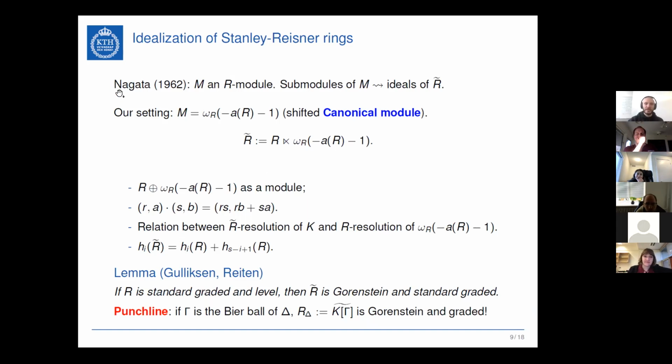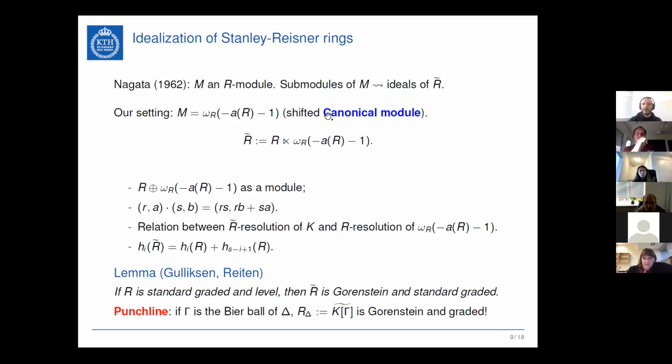So it comes from the work of Nagata, who in the 60s studied a procedure to turn submodules of an R module M into ideals of a certain new ring called R tilde. This process is called idealization because it turns something into ideals. And it can be applied to general modules M, but we're going to make a specific choice. So we are going to use as the module M a shifted copy of the canonical module of R, okay?